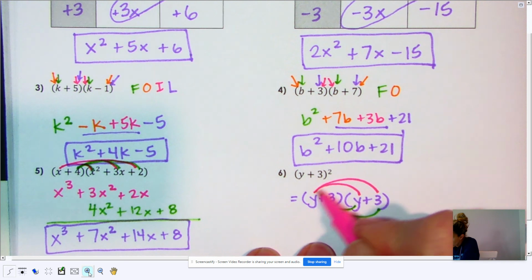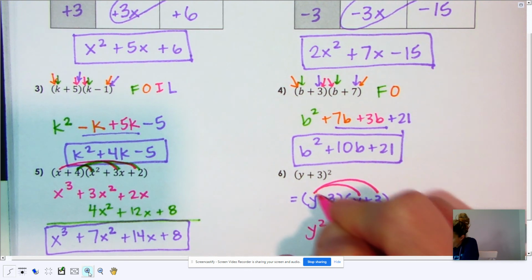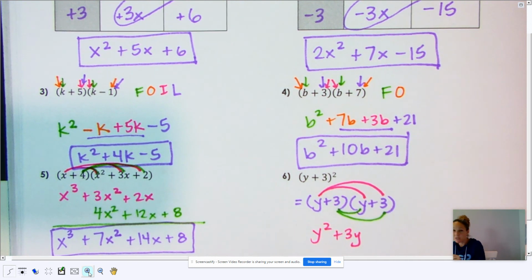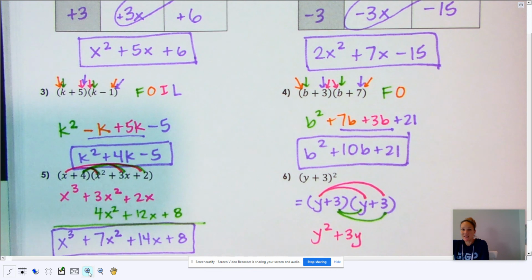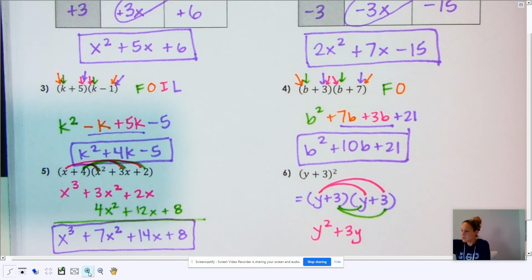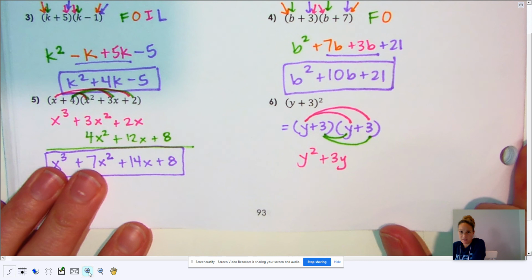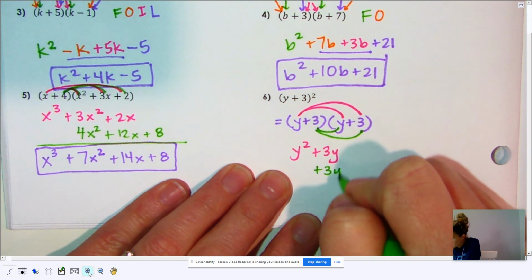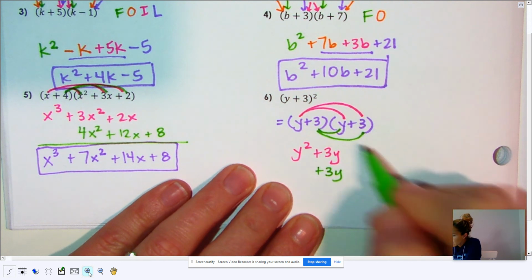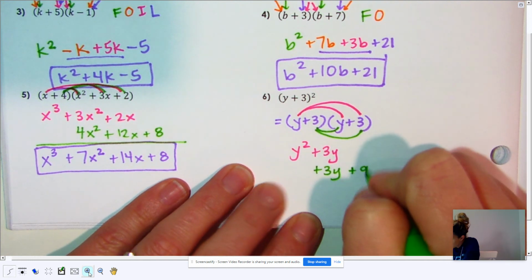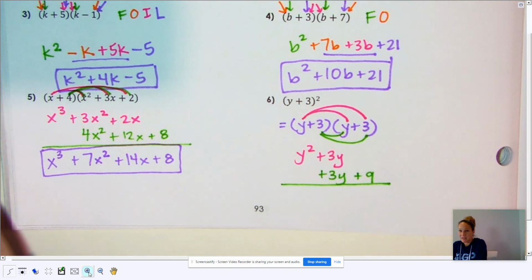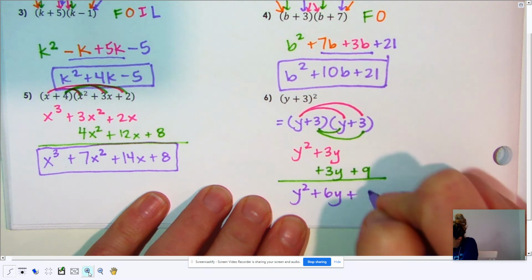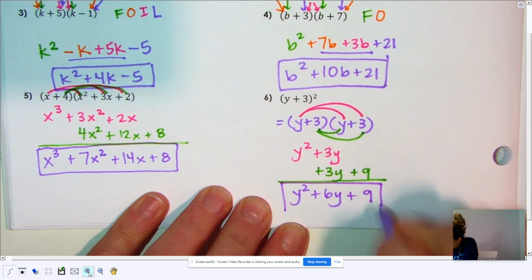So I'm going to go y times y is y squared. Y times 3 is 3y. Now I'm going to write it underneath. And remember why we did that was because then it was all lined up to just add. Sorry, let me just move my book. That's easier. Okay, so now I have 3 times y, and I can put it right underneath here because that's a like term. And then I have 3 times 3, which is 9. And I'm just going to add them up. And my answer here is y squared plus 6y plus 9. And that's the final answer.